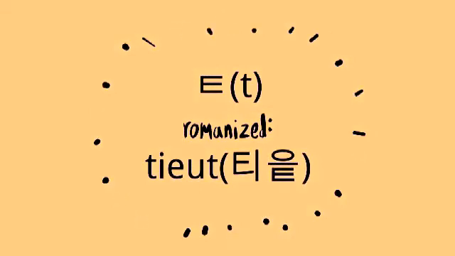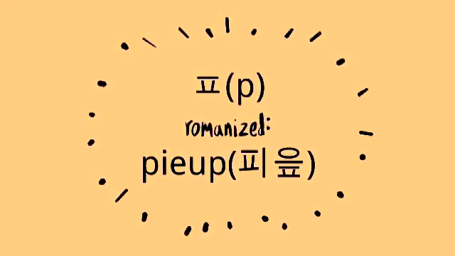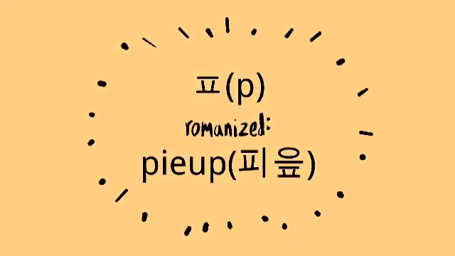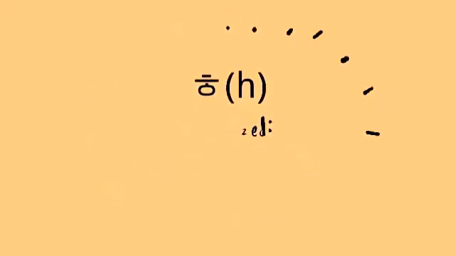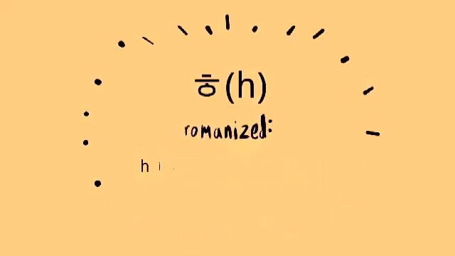Tiut. This is similar to letter T of the alphabet. Piep. This is similar to letter P of the alphabet. Here. This is similar to letter H of the alphabet.